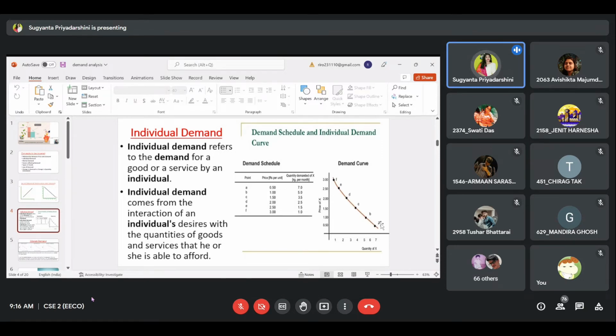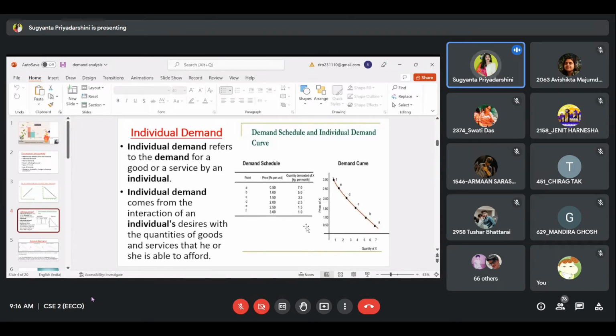So here if we are going to plot the point A, that is at 7 units of commodity at 0.5 rupees, we get point A. Similarly at point B, at 1 rupee, we get 5 units of that commodity. So if we go on plotting these points, we will range it from A to F. And if a curve is passing through it, then that curve is known as the individual demand curve.